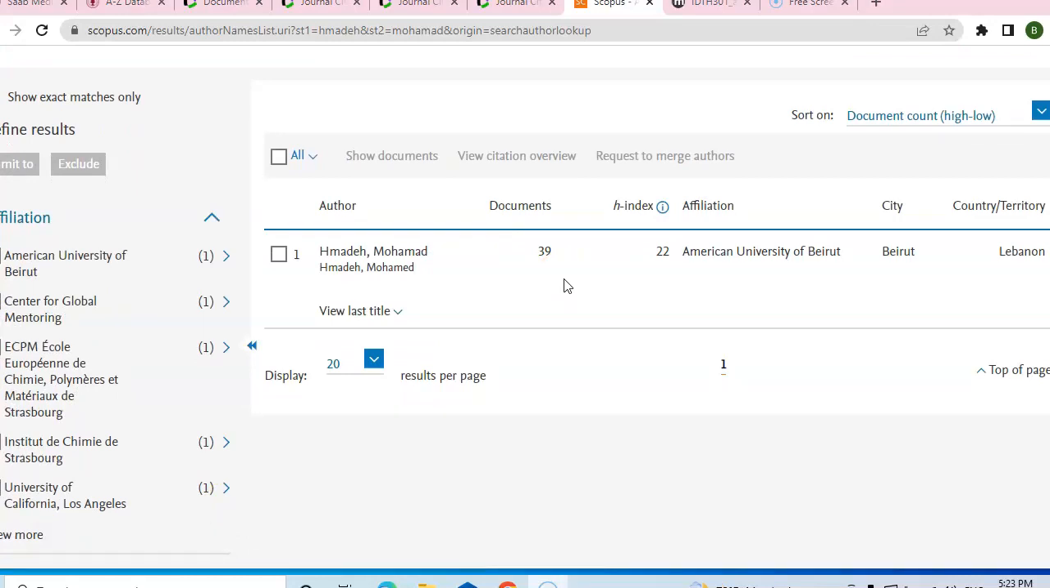And we can also see that he published 39 documents. And this is it for the fourth question.